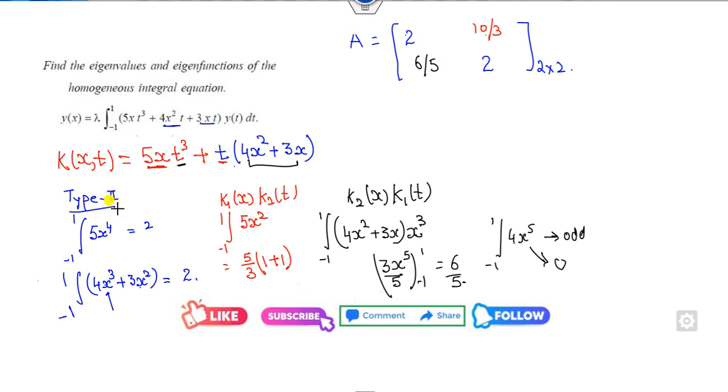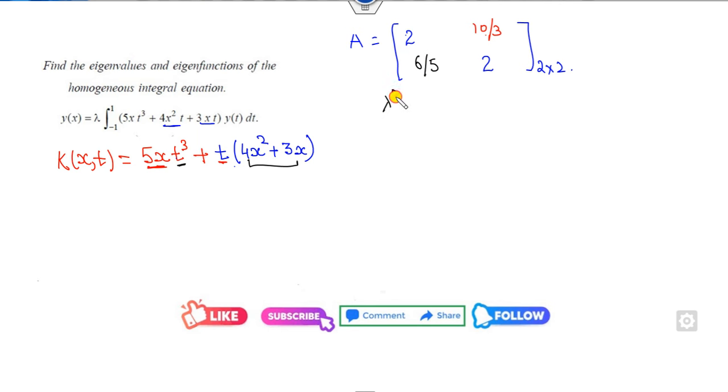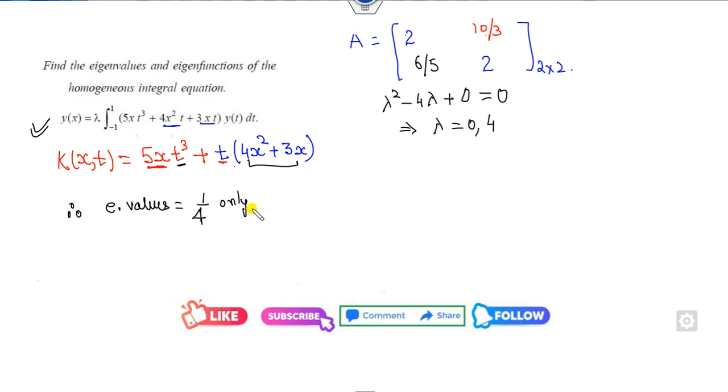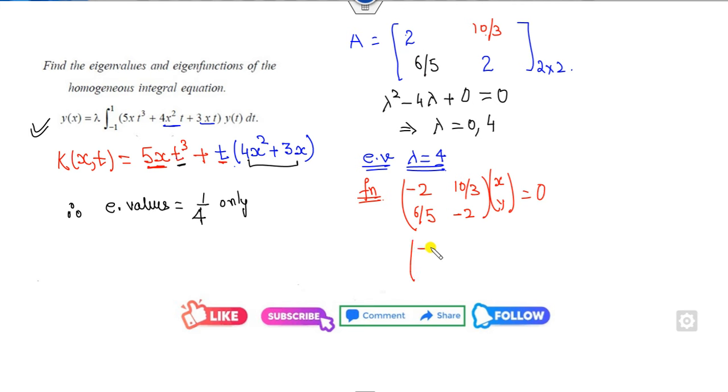Fine. Now you have to write all these values. Can you find the eigenvalues of this? So that will be lambda square minus trace lambda plus determinant: 4 minus 60 over 15, that is 4 lambda minus 0. Fine. So the eigenvalues are 0 and 4. Therefore, 1 over 0 is infinity, so the only eigenvalue is 4. 1 by 4 is the real eigenvalue. Now, the eigenvector corresponding to lambda equal to 4. Fine. So eigenfunction, A minus lambda I times the vector x comma y is 0. So my target is to make this value 0.